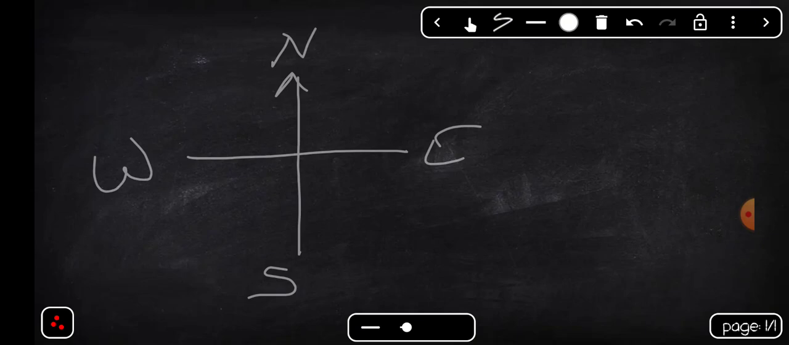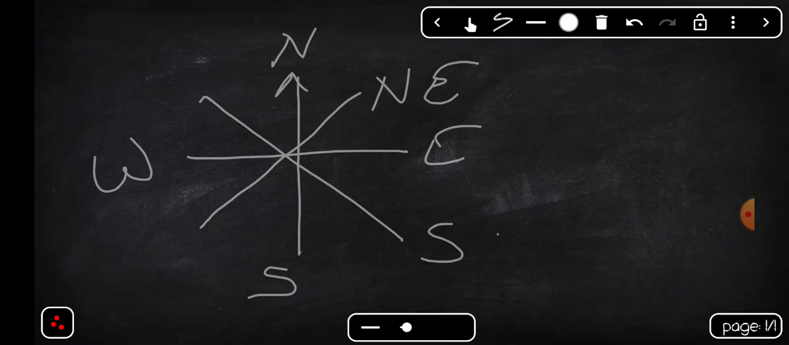In between north and east, it is northeast. Between east and south, it is called southeast. Between south and west, it is called southwest. Between north and west, it is called northwest.